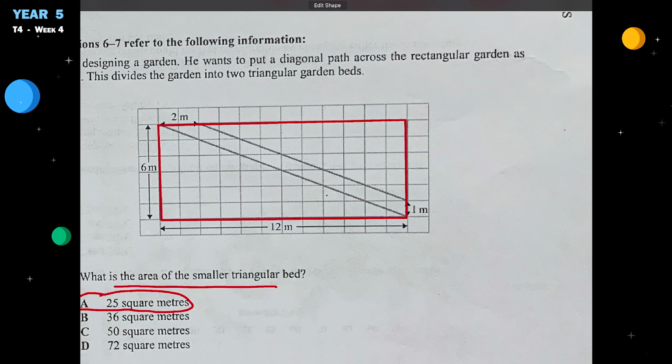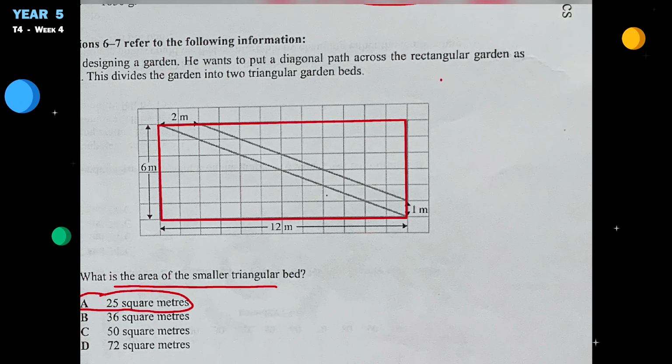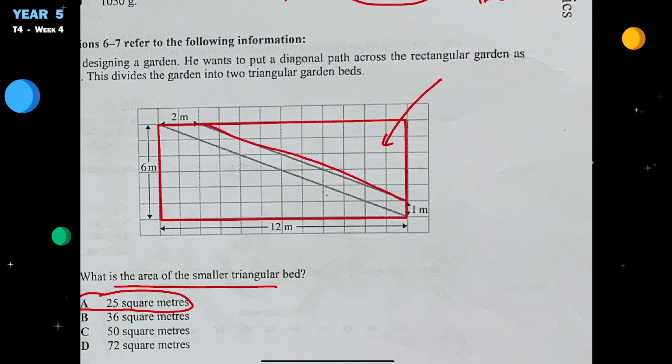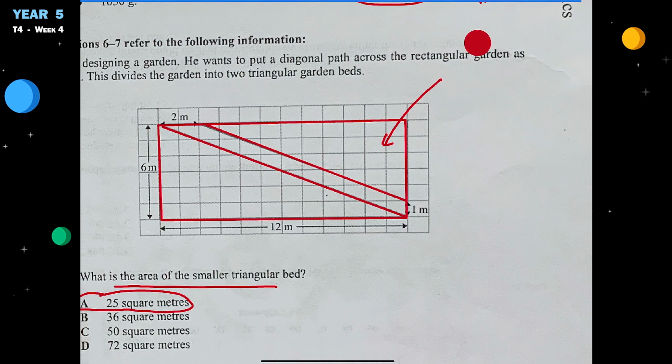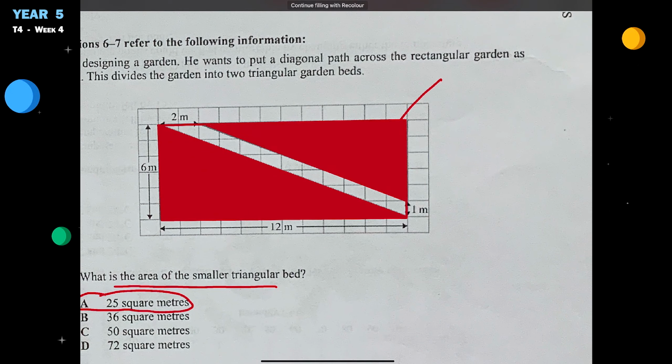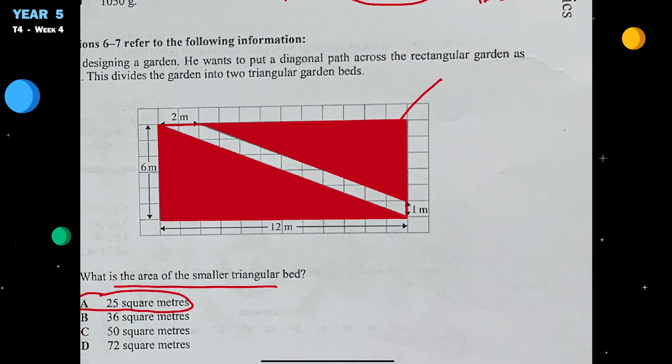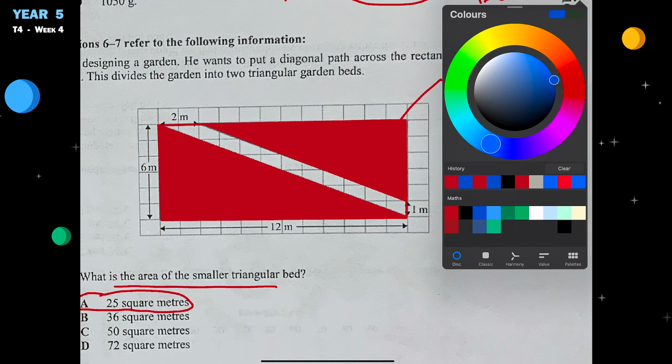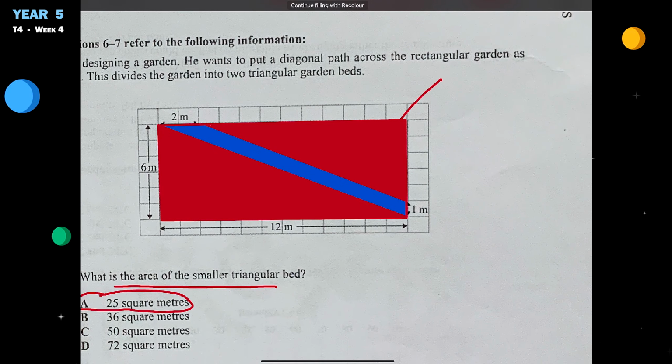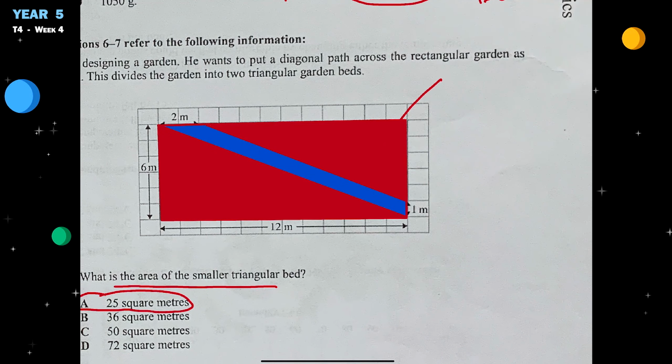There we go. I'm going to find the area of this rectangle, and then I'm going to minus the area of this triangle here, and then minus the area of the other triangle. What I'll be left with is the path. So let me just color that in. So you find the area of the big rectangle, then you minus the two areas and you get the middle area, the blue one. We know that the area of the small triangle was 25 meters squared.